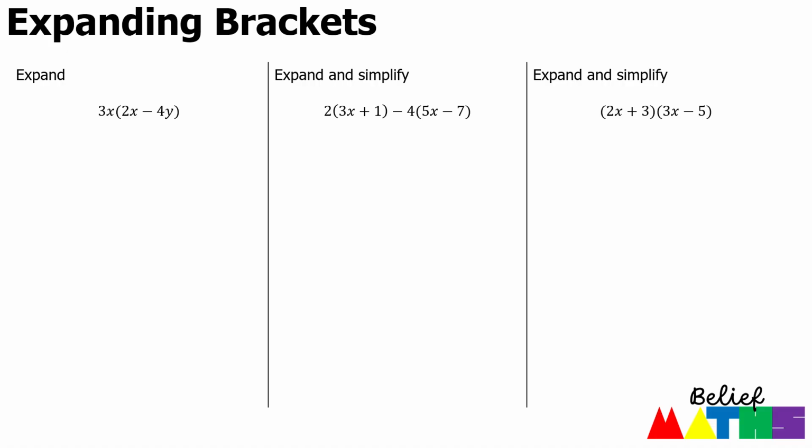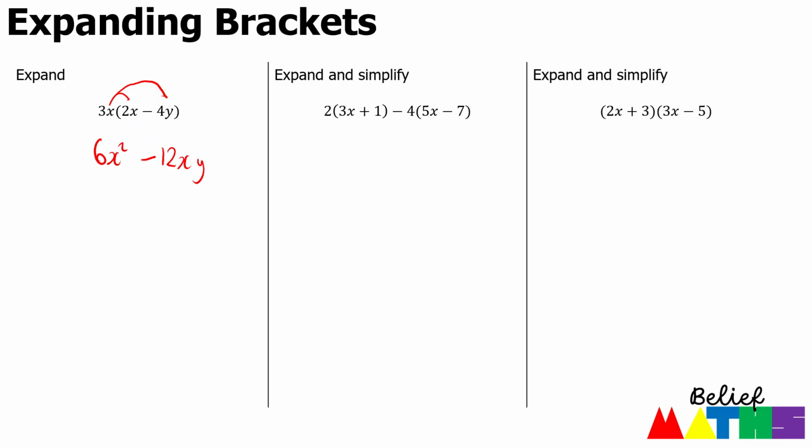And the next skill is expanding brackets, and that can appear in a number of different ways. What we have to do is expand, and then sometimes we'll have to collect like terms. But it means we're going to multiply the number on the outside of the bracket by the numbers on the inside. So if we multiply these terms, we get 3x times 2x, that's 6x squared, and then 3x times negative 4y is negative 12xy.